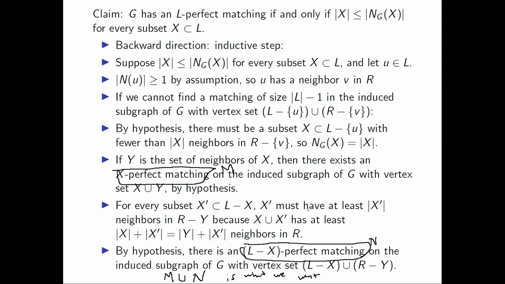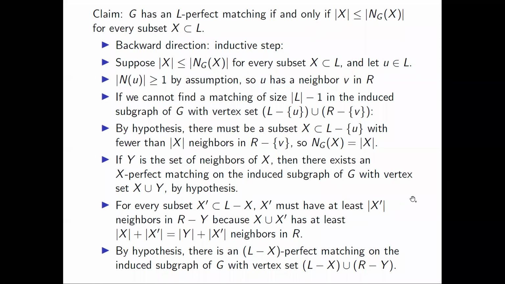So we just take the union of those two matchings. So we take the matching up here, which covers the elements of x, and we take the matching at the bottom, which covers the elements of L minus x. And together, they cover all of the elements of L. So every element of L is in some edge in the matching, which is the union of those two matchings. And that gives us an L perfect matching. So that brings us to the end of the proof. Thanks for watching.